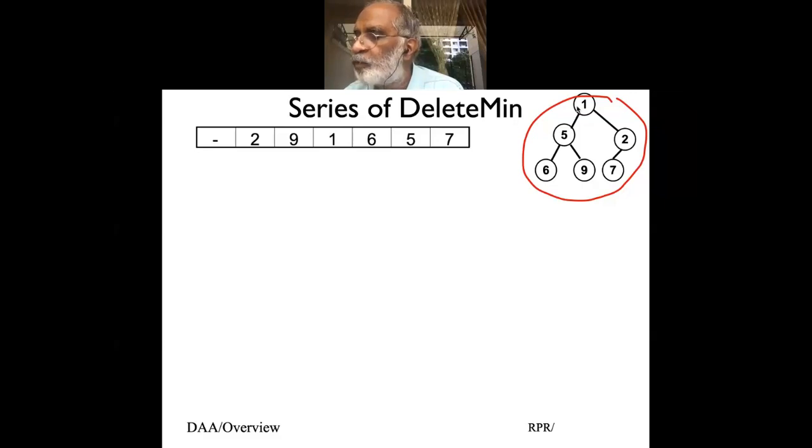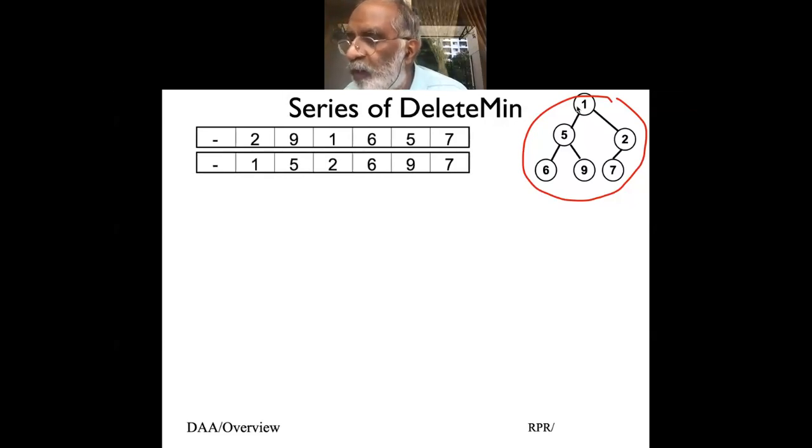1, the two children: 1 is less than 5 and 2, 5 is less than 6 and 9, 2 is less than 7. So my heap will look like 1, 5, 2, 6, 9, 7. This is the heapify operation. This is neither ascending nor descending.